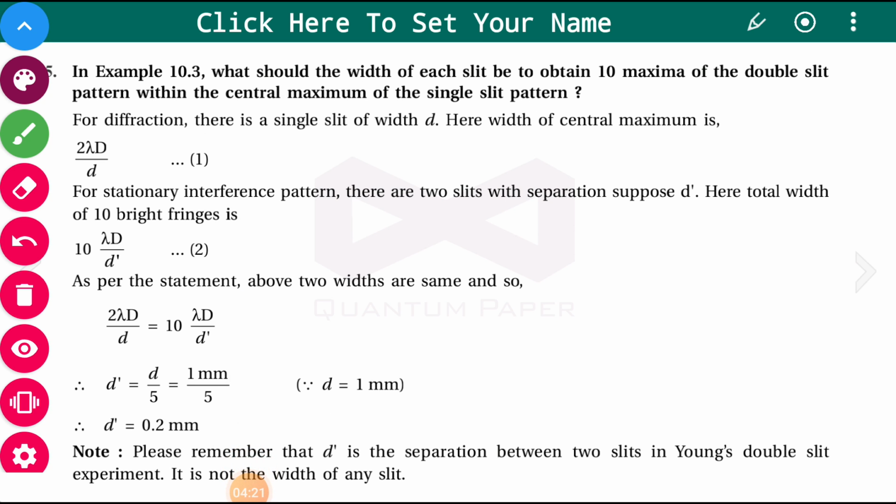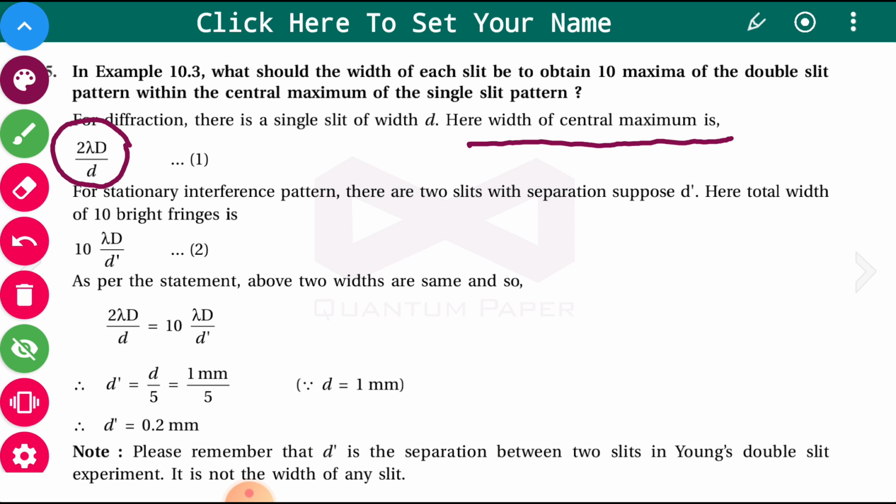Now in example 10.3, that is the previous example, what should be the width of each slit to obtain 10 maxima of the double slit pattern within the central maximum of the single slit pattern? Now see, for diffraction there is a single slit having the width of say small d. Here the width of central maximum is given by 2 lambda capital D upon small d.